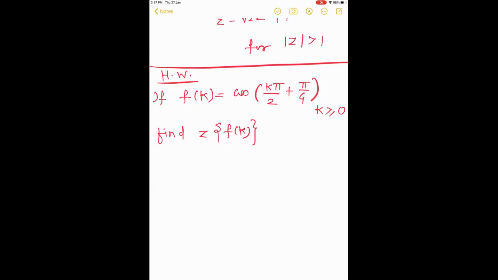Okay. So now I am just showing you the properties of the Z transform on which we are going to solve the example. So just to see, and then on my pad, I'll be doing it.